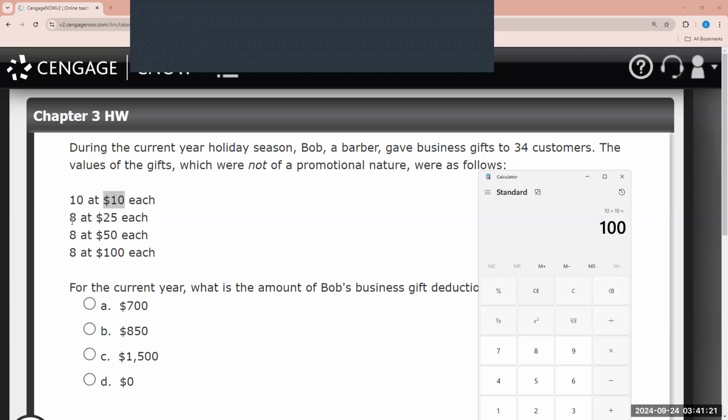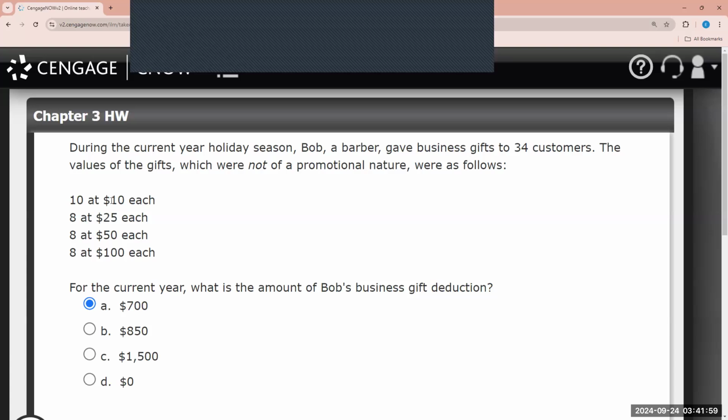And then from there, we need to account for these 8, 16, 24 gifts that were made. For 8 gifts, we paid $25. Another 8 gifts, we paid $50, and another 8, $100. Doesn't matter. The IRS limitations are the IRS's limitations. So 24 times 25 is 600 plus the 10 gifts at $10 for a total cost of $700.